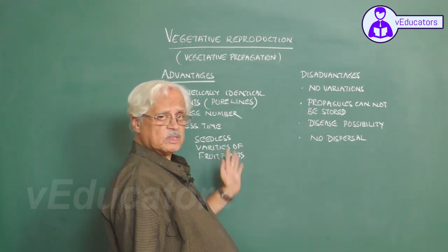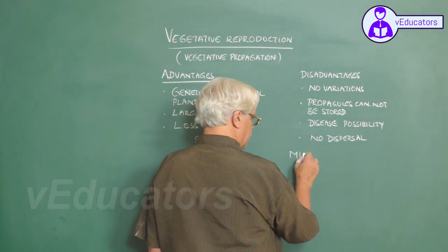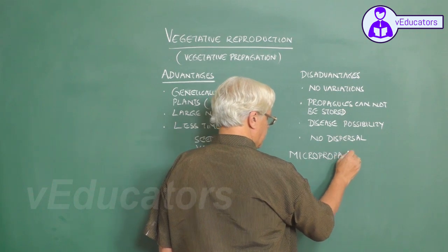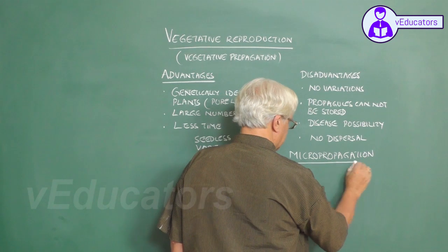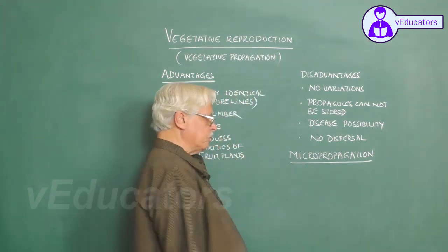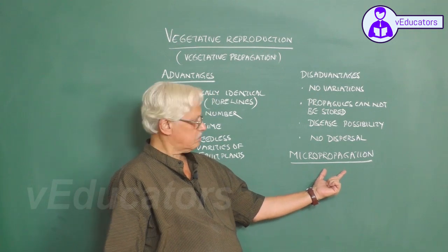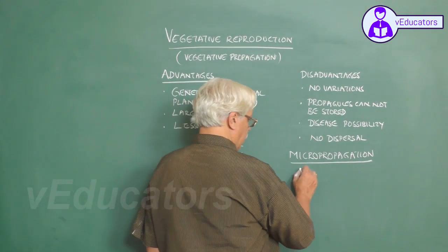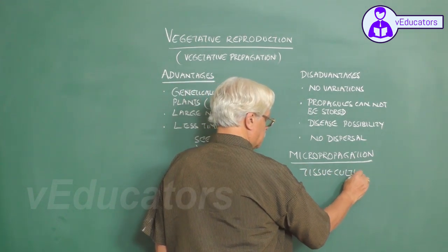In addition to these methods of vegetative propagation, in the recent years we are hearing about one more method of vegetative propagation, which is called micropropagation. Micropropagation, also called tissue culture.